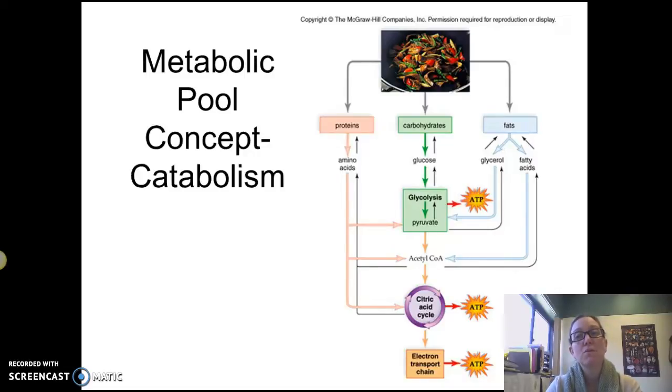Fats also can be broken down into glycerol and fatty acids and enter the respiratory pathway at different points. This way, we can get energy from our food even if we don't eat any carbohydrates. Cells do easily respire carbohydrates, but you can respire proteins or fats.